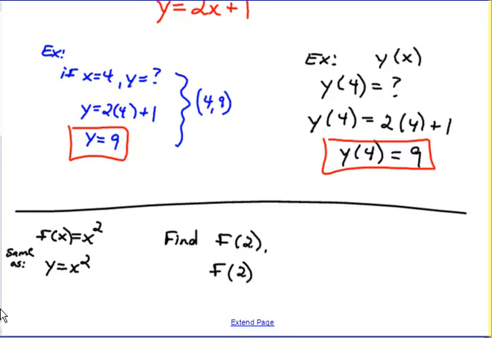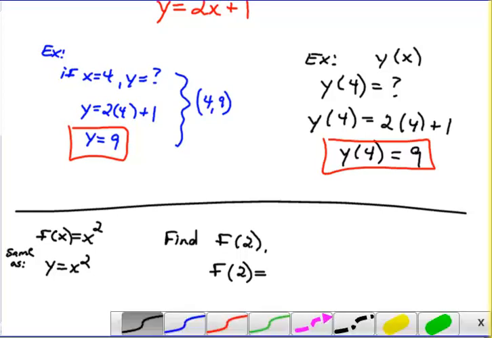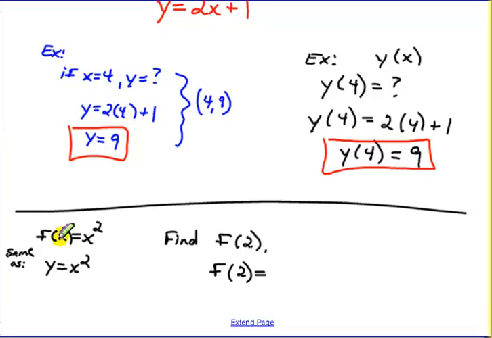What am I doing here? What's my process? I'm plugging 2 in for what? X. Yeah, that's what's going on here. I have an x. I replace it with a 2. So I'm going to have 2 squared equals what? 4. Okay, so f of 2. When I have an input of 2, I get an output of 4.